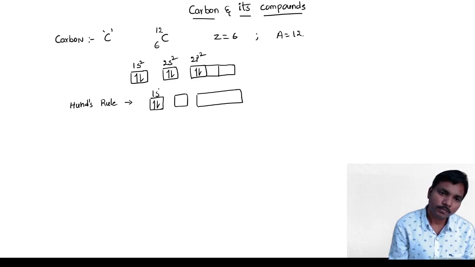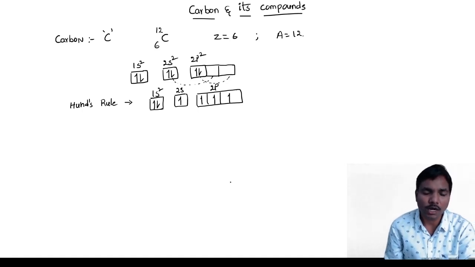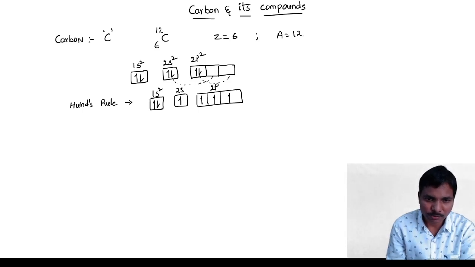1s2. Here one electron is going to here, and here one electron is going to here. So here it is the 2s, it is the 2p. One electron is moving from this place to this, and one electron is moving to this. That means according to Hund's rule, it always tries for half occupation at least.